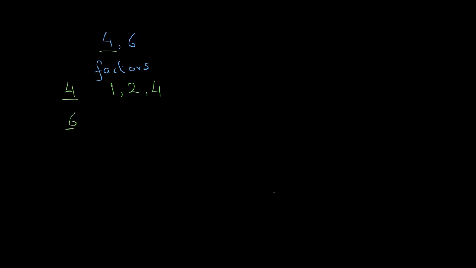If I look at the factors of 6, I'm going to get 1, 2, 3, and 6. So if you look at the common factors, 1 is a common factor and 2 is a common factor. So the common factors I can write down, just as I could for the common multiples. The common factors are 1 and 2.